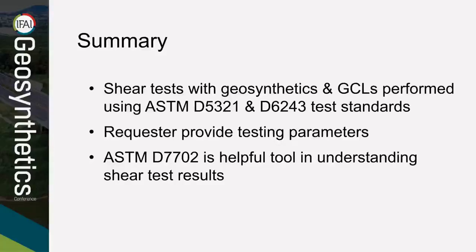In summary, interface shear testing with geosynthetics and GCLs is performed using ASTM D5321 and D6243 test standards. These standards provide instruction on the equipment requirements, instruction on how to perform tests, and guidance on the information needed from the test requester to achieve project-relevant test results. When reviewing test results, Standard Guide ASTM D7702 is a helpful tool in understanding the test results provided by the geosynthetic and GCL shear tests.